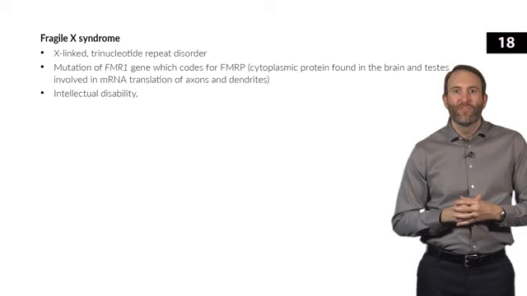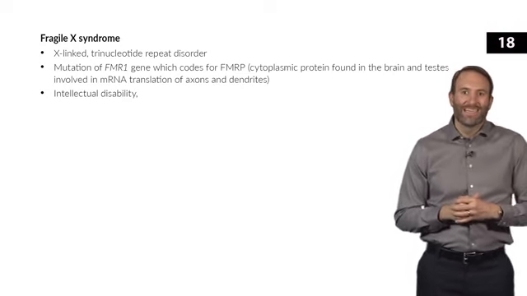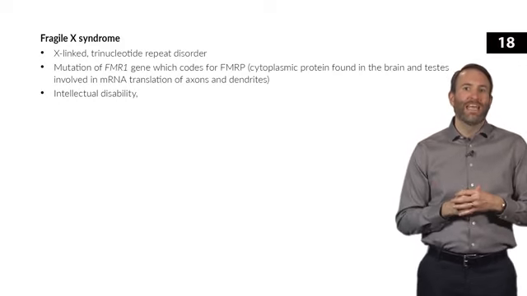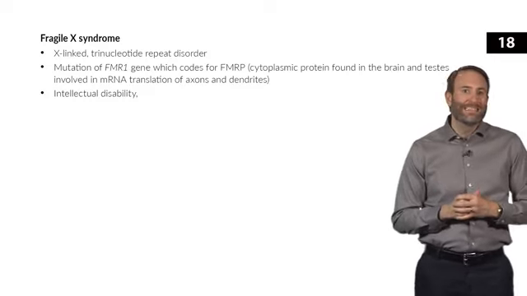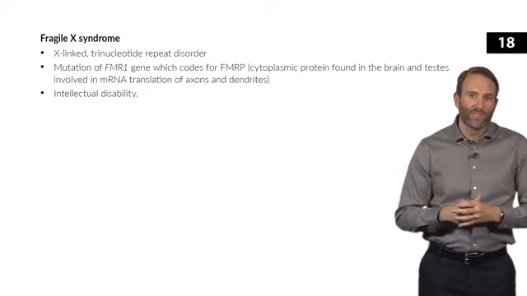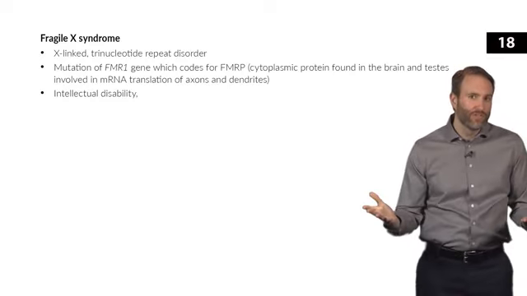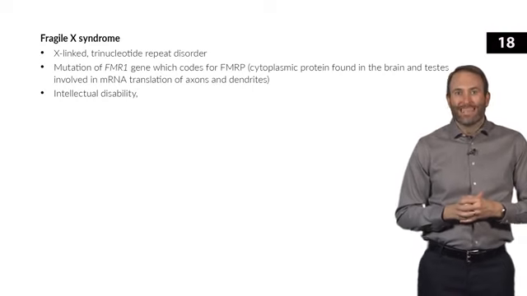step. You need to know what the gene does, and it's a gene that codes for FMRP, which is a cytoplasmic protein found in the brain and in the testes, and it's involved in mRNA translation of axons and dendrites. It is the second most common cause of genetic intellectual disability, as we mentioned, and third most common overall. So fetal alcohol syndrome overall is the most common, Down syndrome, and then Fragile X syndrome.